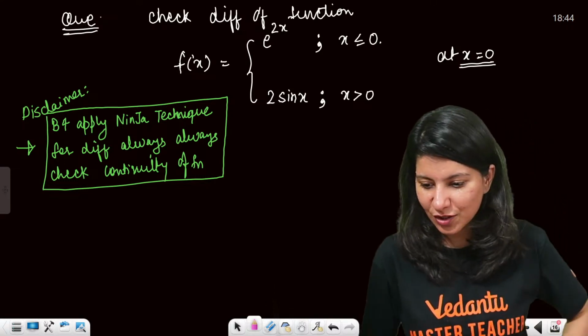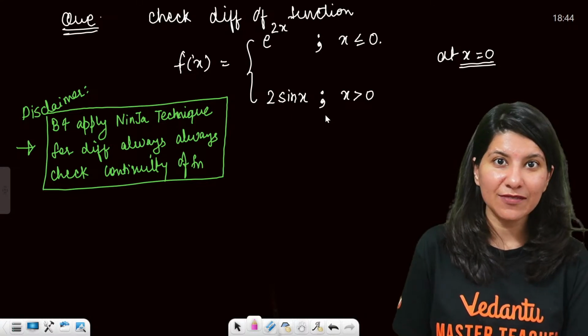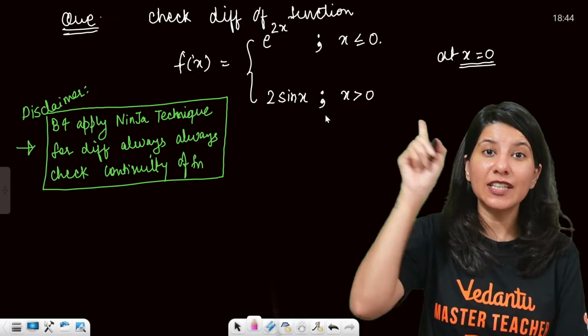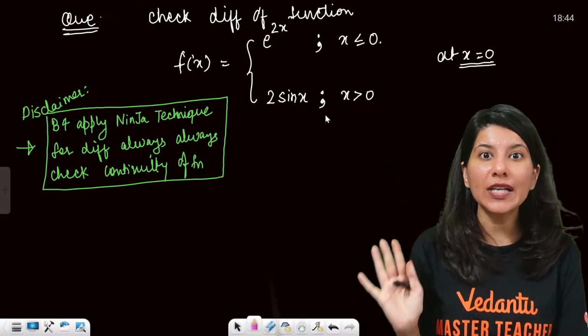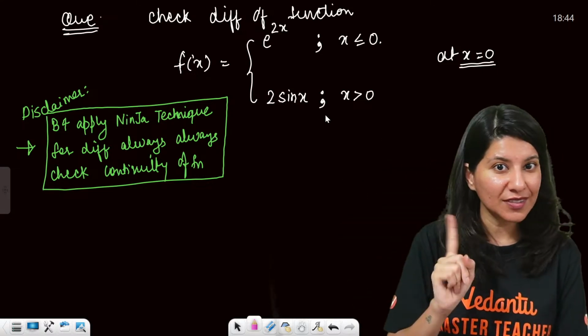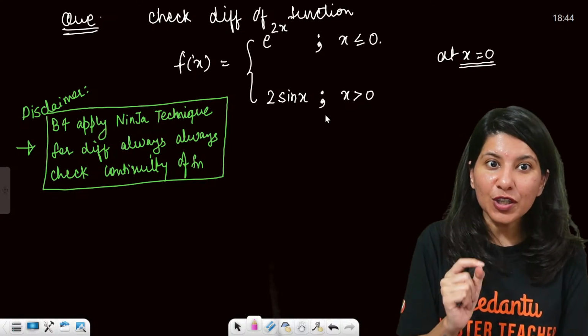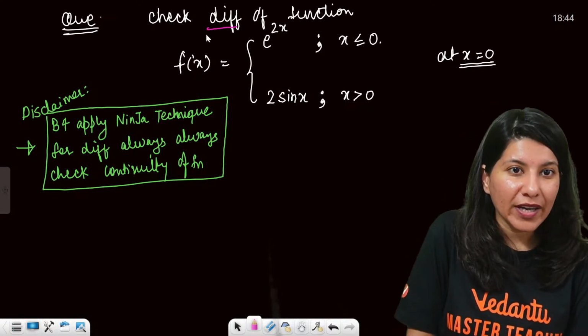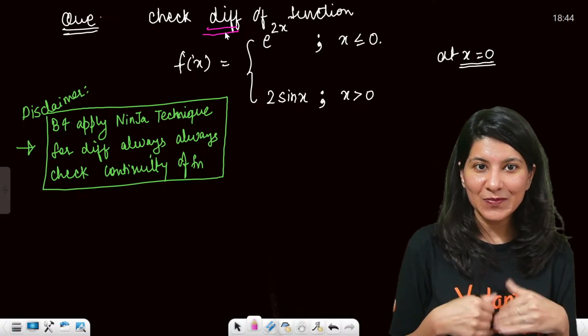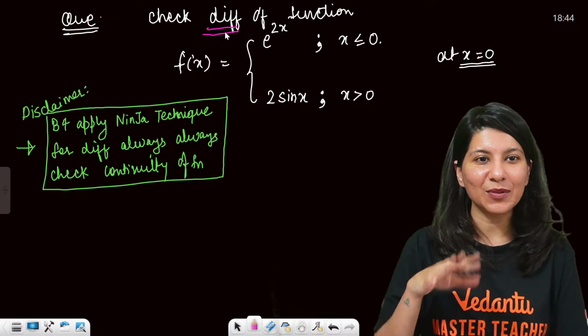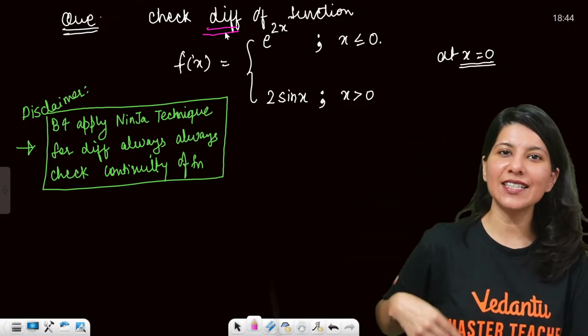So what I'm trying to say is, whenever somebody is asking about differentiability, do not jump and just think only about differentiability. No. What you will do is, you will say, okay, you are asking me differentiability, I'll be checking continuity. Just give the question some attitude: ask me differentiability, I'll check for continuity.